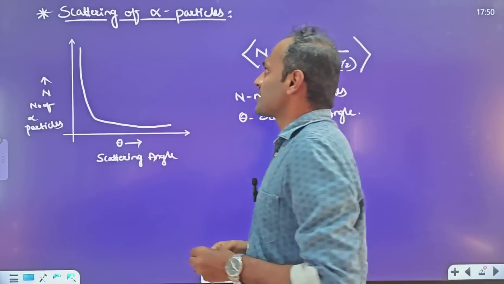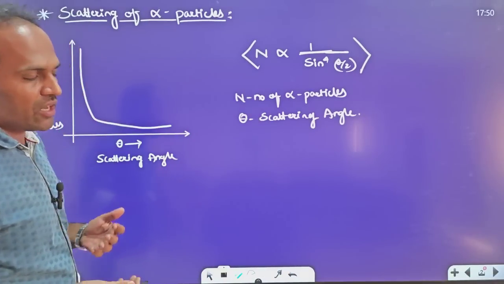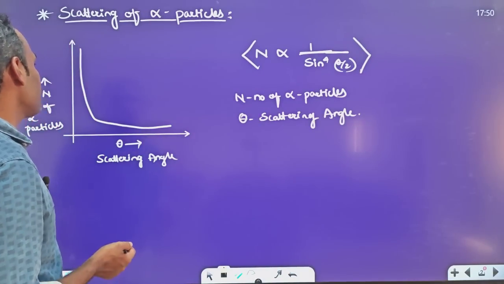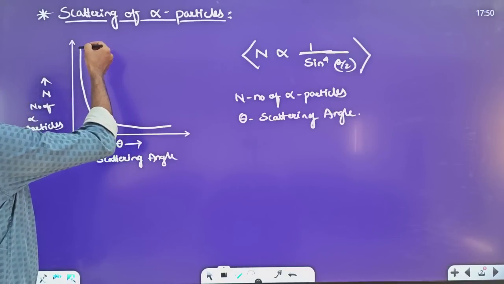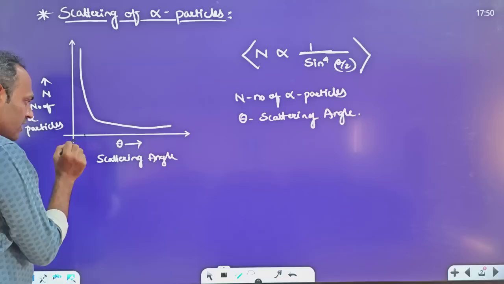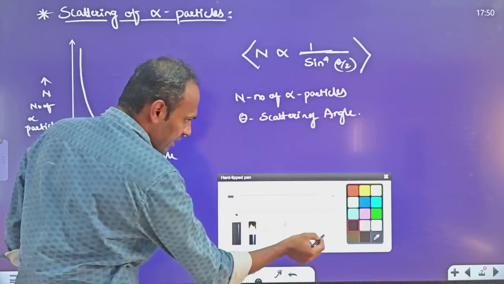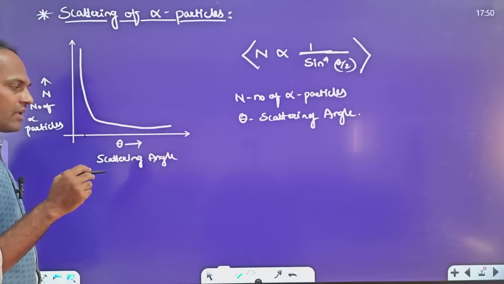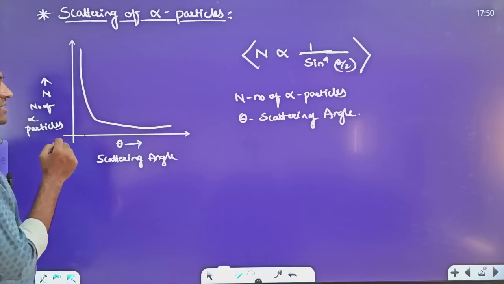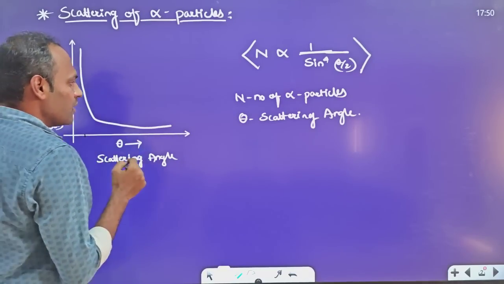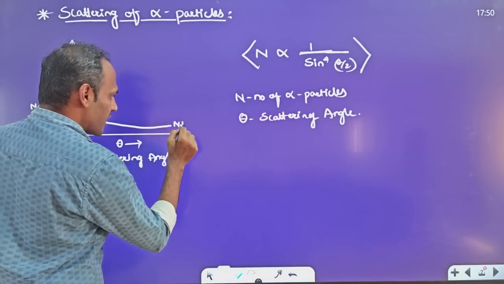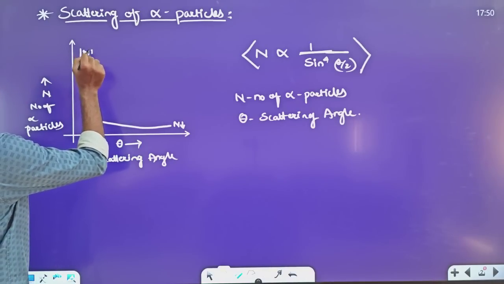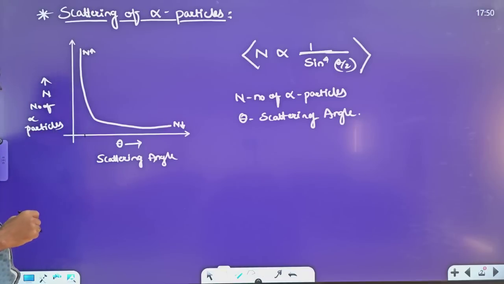Okay, let us begin. Scattering of alpha particles. We know very well at the beginning of the chapter we have an experiment called alpha scattering experiment, right? And in that experiment we have seen the number of alpha particles scattered at a small angle. See, here the angle is small. Number of alpha particles scattered at a small angle is very large, and number of alpha particles scattered for a large angle is very small. So very few alpha particles will get scattered by a large angle, and very many alpha particles will get scattered for a very small angle, right?